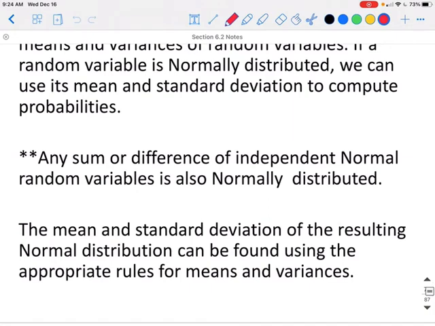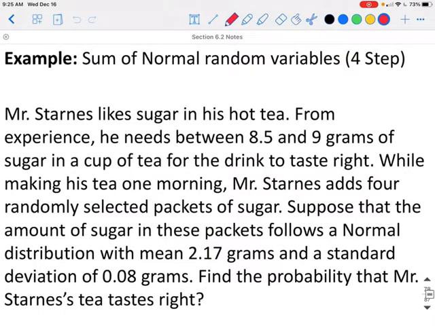Any sum or difference of independent normal random variables is also normally distributed. The mean and standard deviation of the resulting normal distribution can be found using the appropriate rules for mean and variance. So we are going to be doing a 4-step problem.